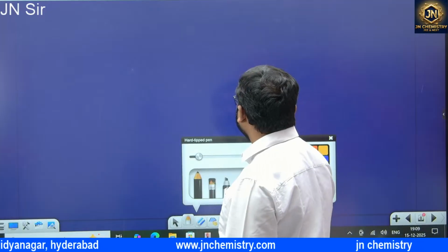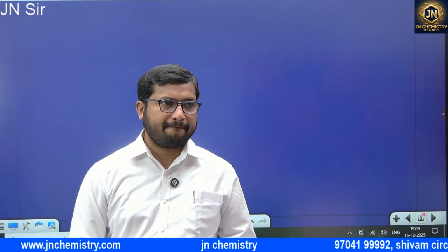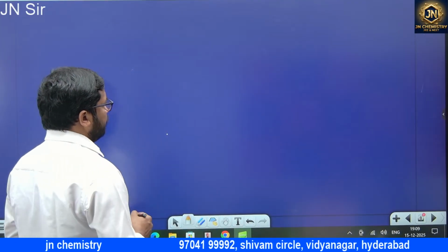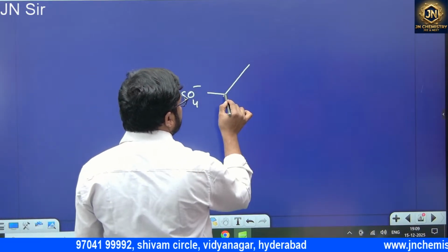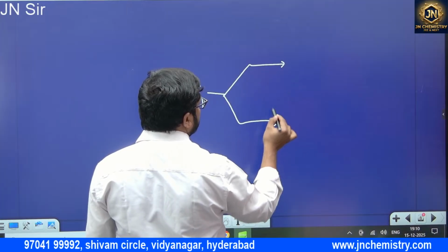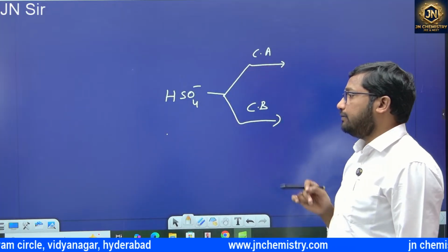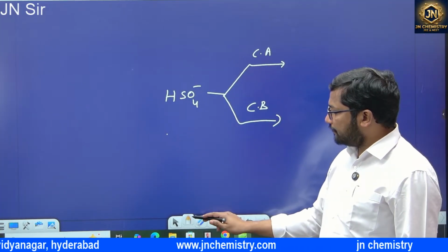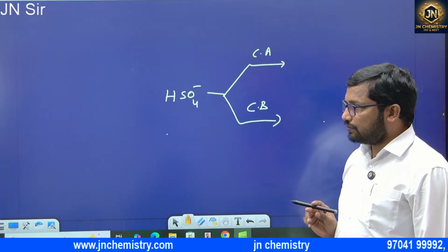So sometimes base strength, different cases also we will speak, the base strength is like that. If it is a strong acid, its conjugate base is what? What is the conjugate acid and conjugate base concept? Acid base. For example, HSO4 minus. What is its conjugate acid and what is its conjugate base? Conjugate acid is SO4 2 minus.